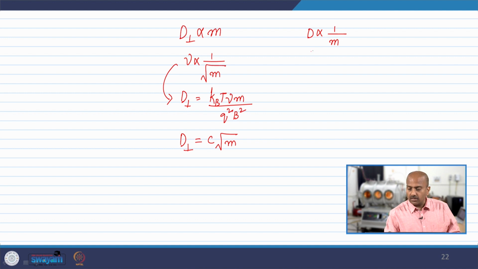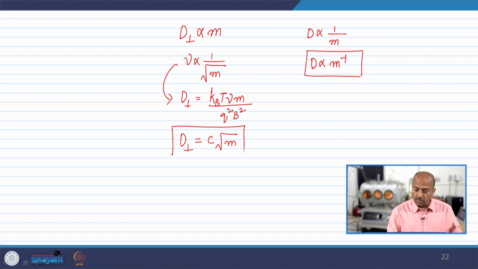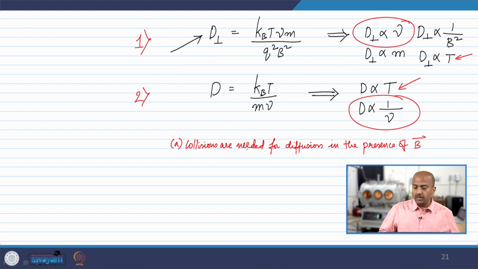But whereas in this case it is still the same, D is proportional to m power minus 1. So, this is the key difference that you see in the diffusion coefficient in terms of mass, or the dependence of diffusion coefficient on the mass. What we have seen in the last slide is the dependence of two different types of diffusion coefficient on the collisional frequency. What we have understood is that collisions are very much required for the diffusion of plasma to happen in the presence of magnetic field, whereas the same collisions will retard the diffusion in the absence of magnetic field.